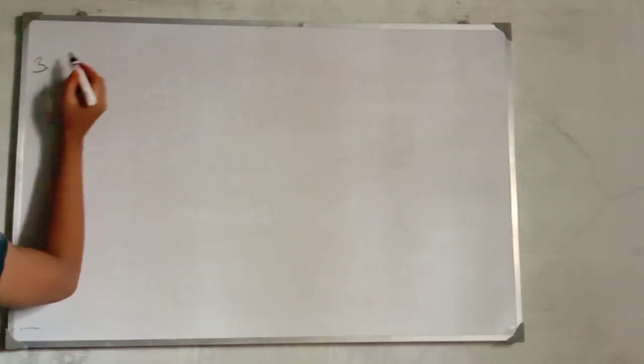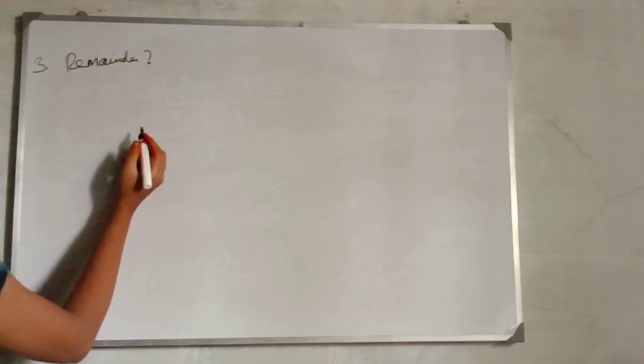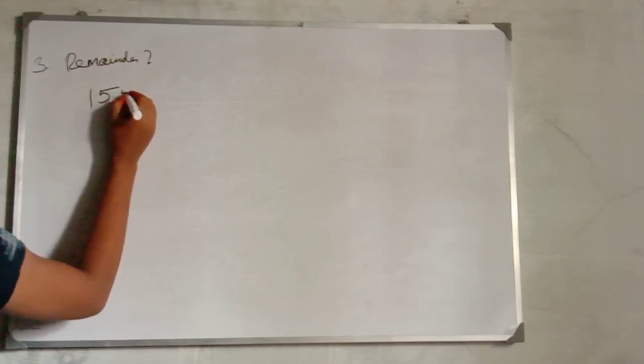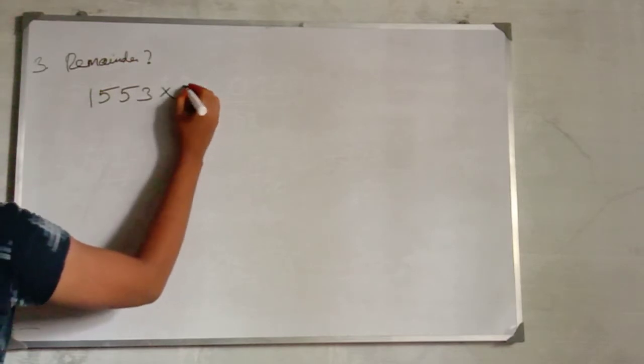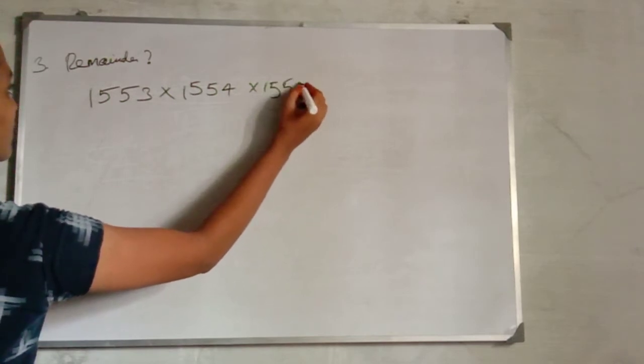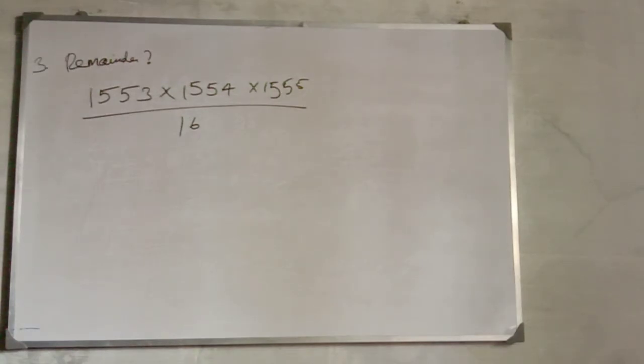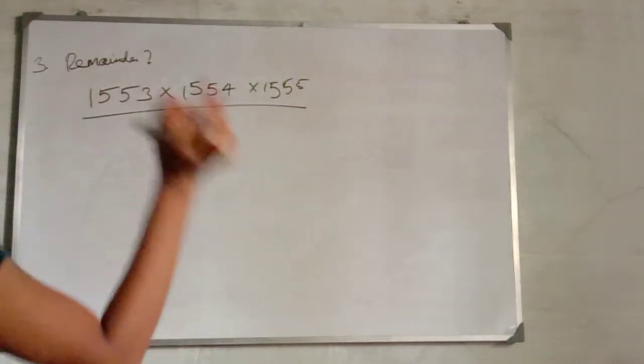Now the third question is, what is the remainder when 153 into 154 into 155 is divided by 16? This is a very important question. If we multiply these 3 numbers, we will take more time.